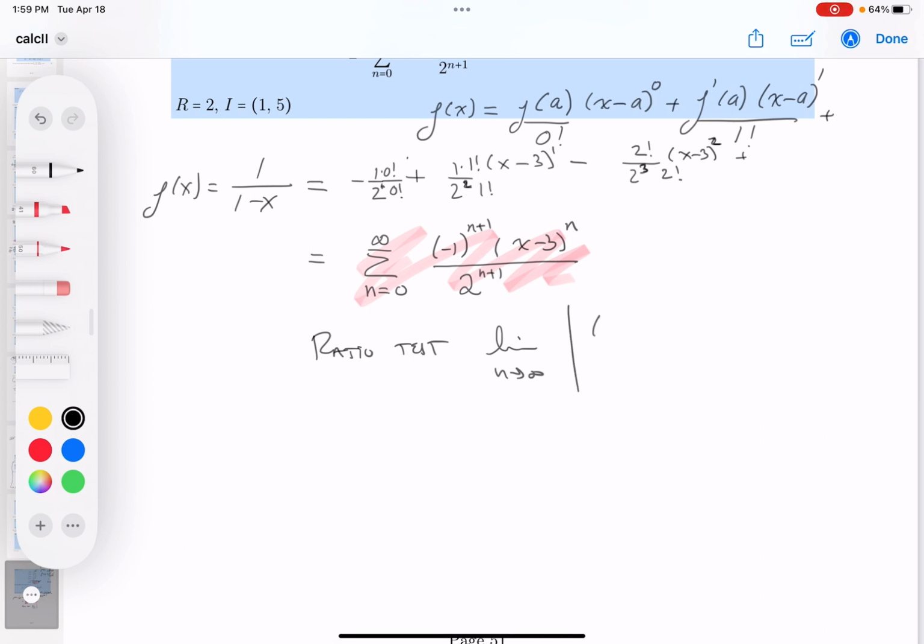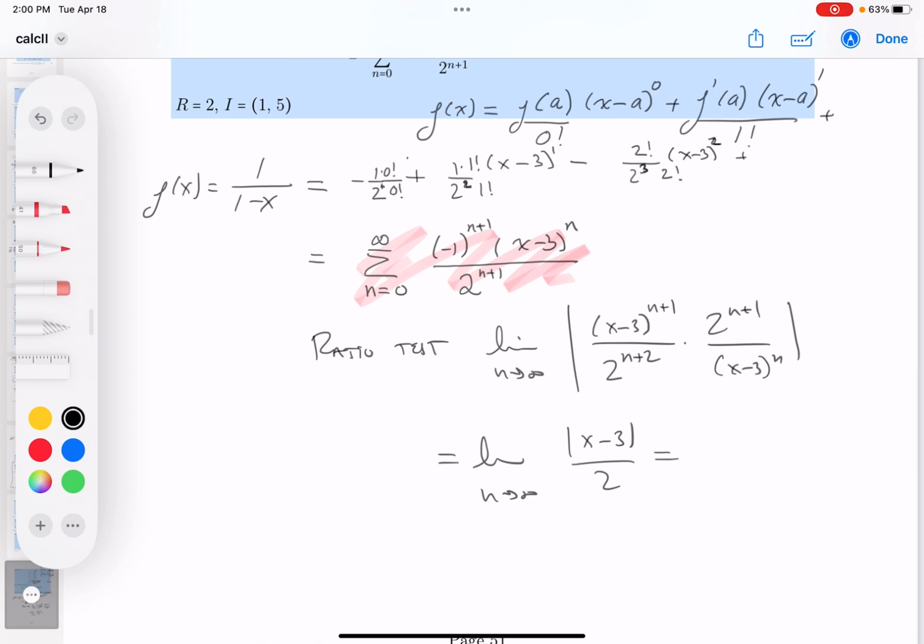So what am I left with? x minus 3 to the n plus 1 over 2 to the n plus 2, times 2 to the n plus 1 over x minus 3 to the n. What do I get over there? Limit, n goes to infinity. The absolute value of, let's see, that would be x minus 3 now. All right? And then what happens with the 2s? I get a 2 on the bottom. What's that limit going to be? Well, it doesn't involve n, so it's x minus 3 over 2.